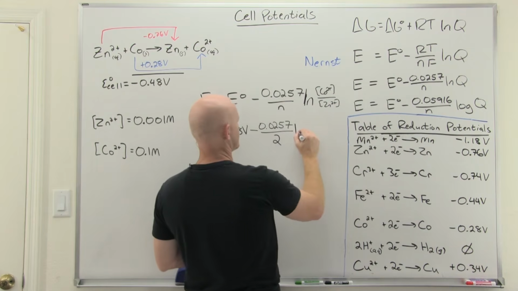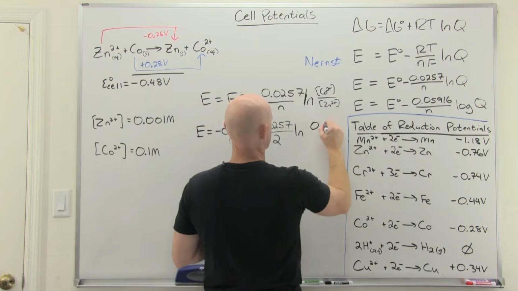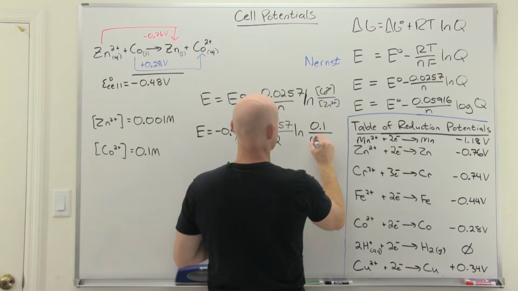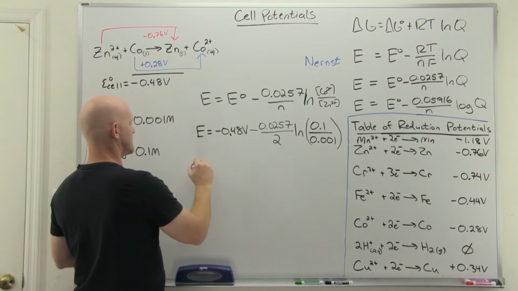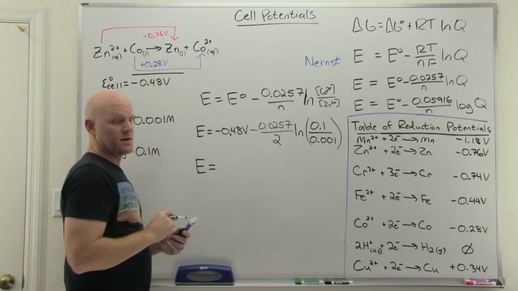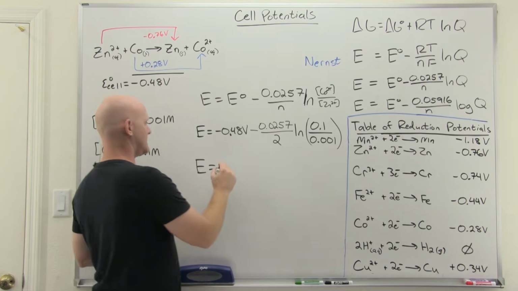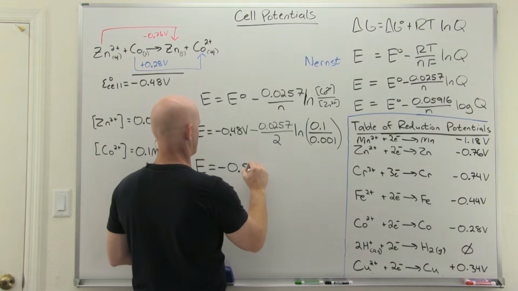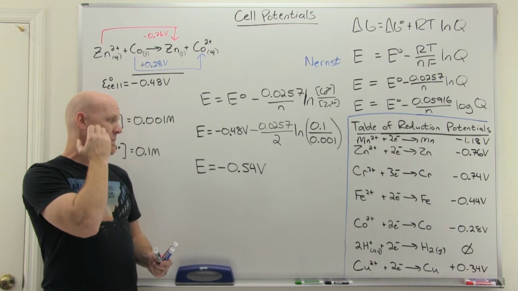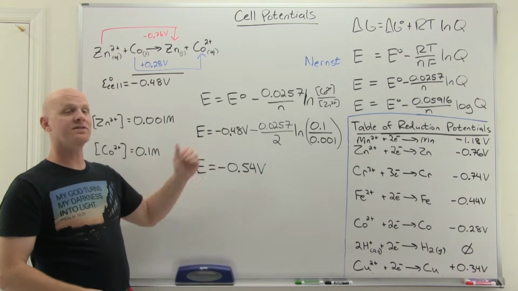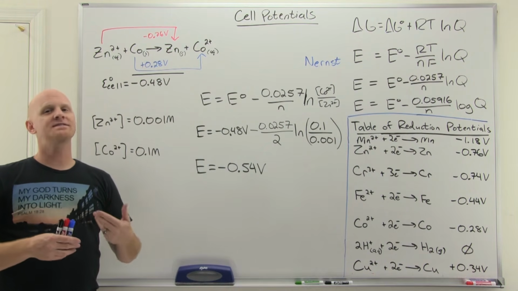And in this case, we'd have the natural log of the cobalt concentration, 0.1 molar, over the zinc concentration of 0.001 molar. And from here, it's going to be plug and chug. If you want to take the time to work this out on your calculator, you can pause it for a second, but I'm just going to give you the answer here. I get negative 0.54 volts. Cool, so this thing's even less spontaneous with this set of conditions than it is under standard conditions. And we might have been able to predict that.